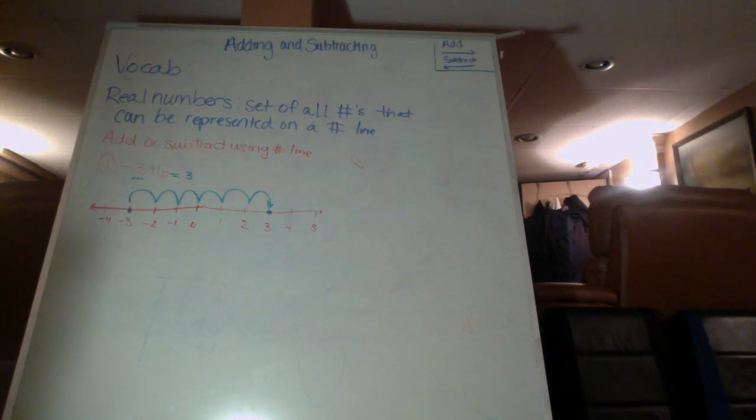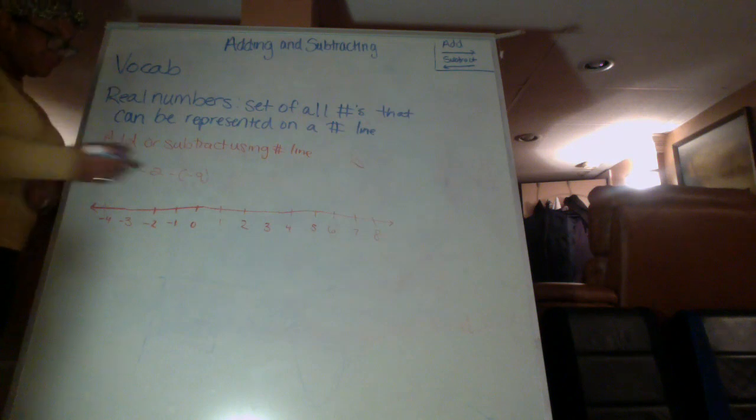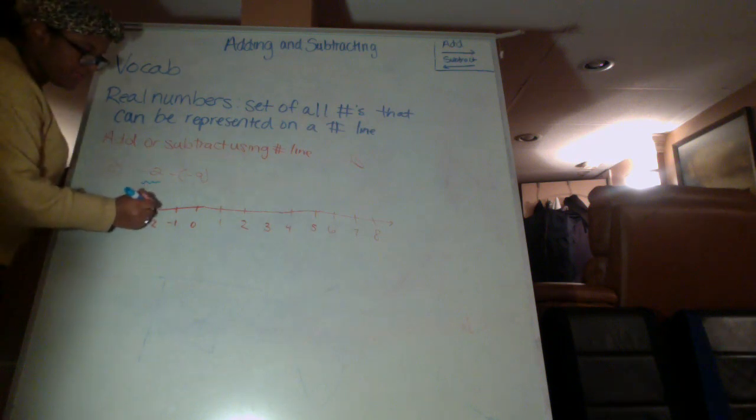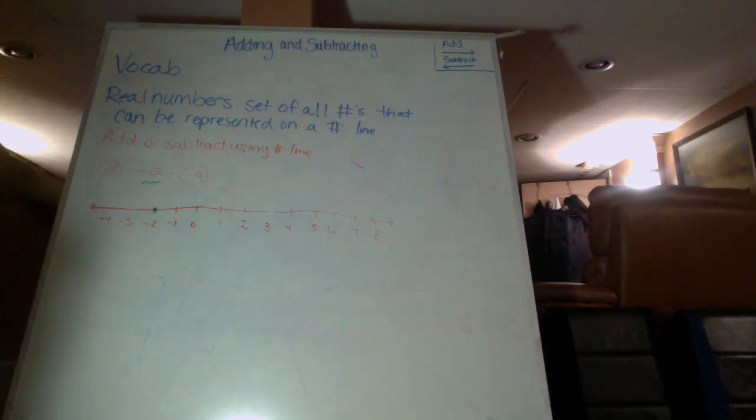So next up, what I'm just going to do is extend my number line. Okay, so my number line is extended, right? So our problem is -2, starting point, minus -9. So first things first, I'm going to mark my -2 on my number line. Now, minus -9. What should we do?